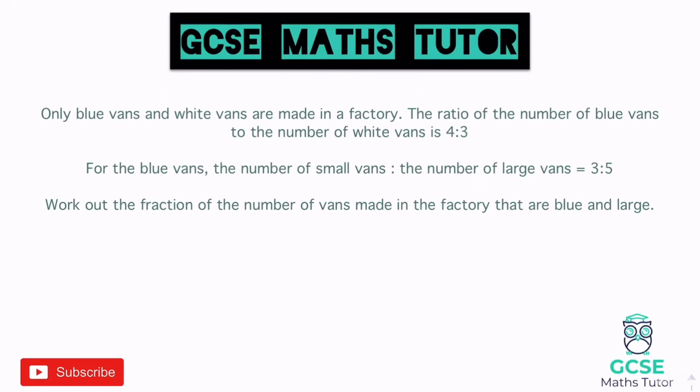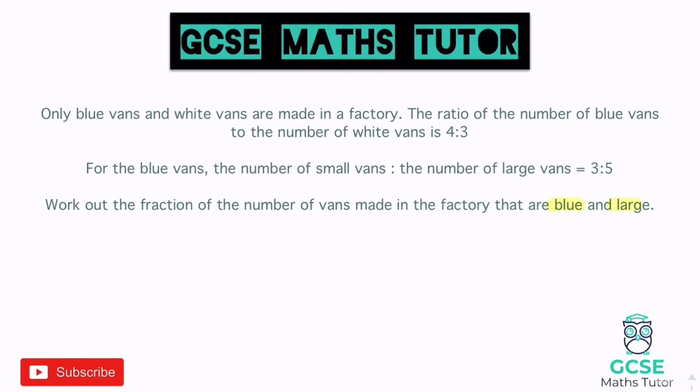So this question on the screen here says only blue vans and white vans are made in a factory. The ratio of the number of blue vans to the number of white vans is 4:3. And for the blue vans, the number of small vans to the number of large vans is 3:5. Work out the fraction of the number of vans made in the factory that are blue and large. Okay, so we're looking at these ones that are blue and large.